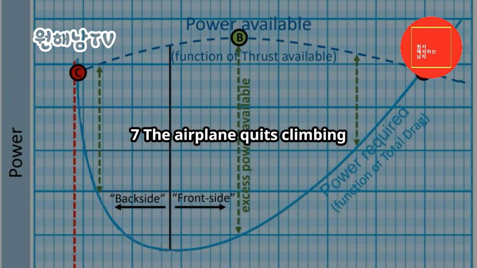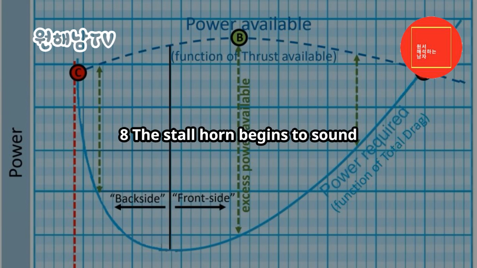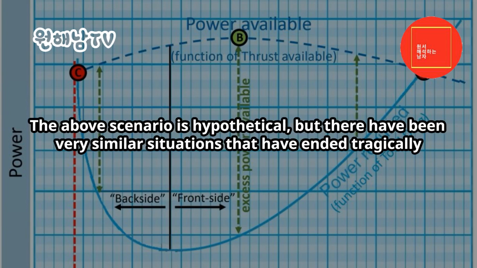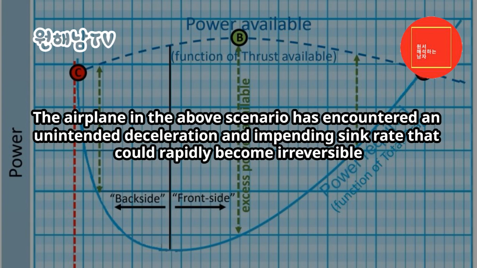7. The airplane quits climbing. 8. The stall horn begins to sound. The above scenario is hypothetical, but there have been very similar situations that have ended tragically. The airplane in the above scenario has encountered an unintended deceleration and impending sink rate that could rapidly become irreversible.